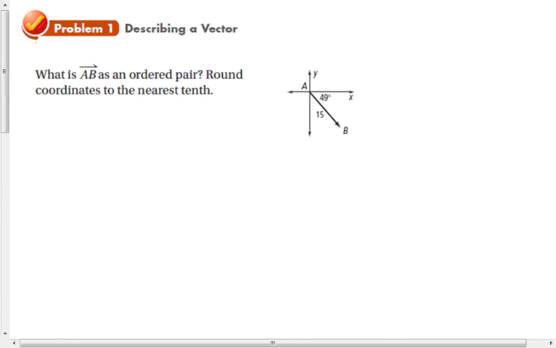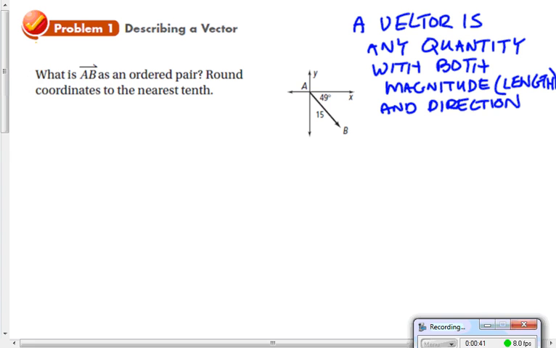All right, the first thing we're going to learn how to do is describe a vector. Remember that a vector is any quantity with both magnitude, length, and direction. And a vector can be described using an ordered pair. To find the ordered pair, all you have to do is treat the terminal point of the vector as a point on a coordinate grid, and then find coordinates using the degrees and the magnitude of the vector.